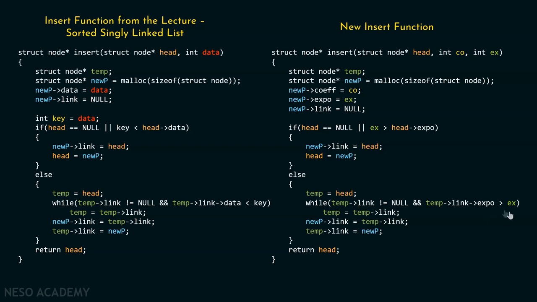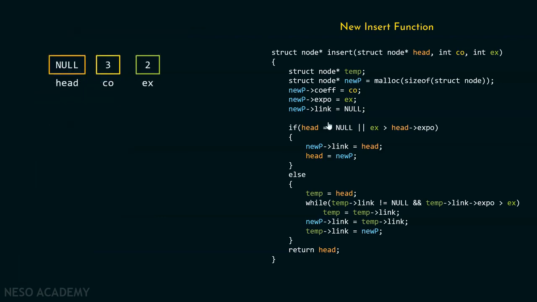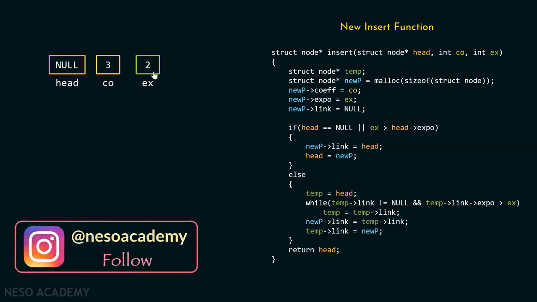Right? Here you can see instead of less than sign, we have greater than sign. And obviously key must be replaced by x. And everything else is exactly the same. Nothing is changed apart from this. Right? The logic of the code is same. Now, let's just evaluate this code. You can see that this head pointer will receive null, this coefficient will receive 3 and exponent will receive 2. There's no doubt about this.